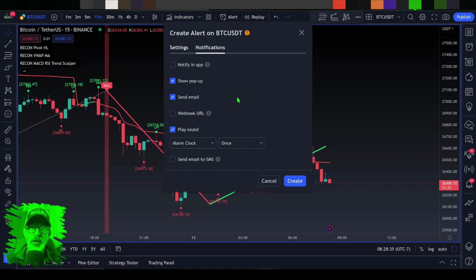Also, I do plan on automating this strategy using these alerts. At that point, I would need to use a webhook URL, but that will be a future video.